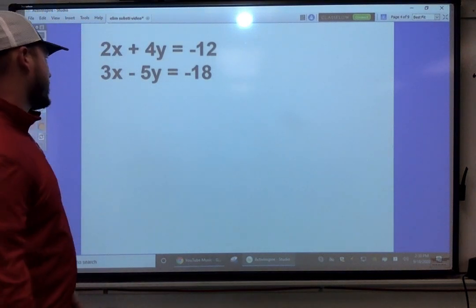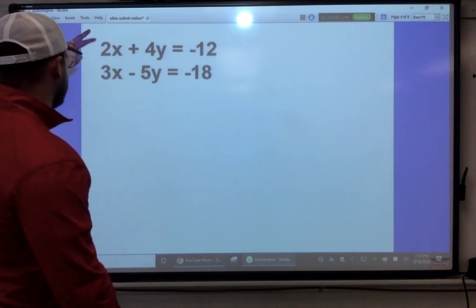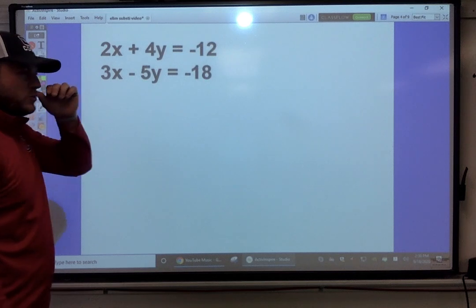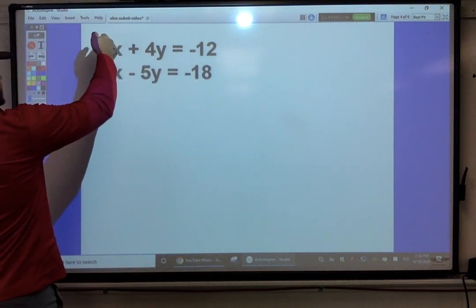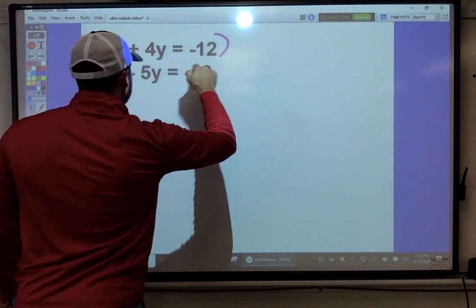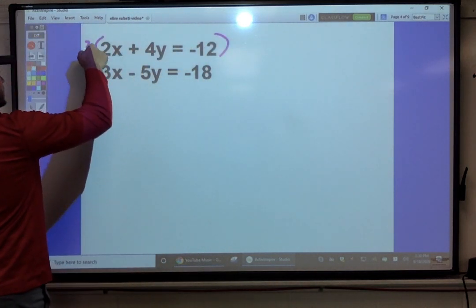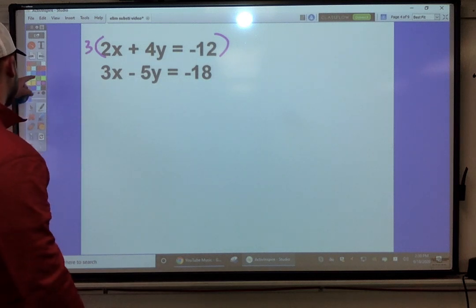We'll just start with the x. So, a 2 and a 3, think about that. 2 times 3 is 6. So what I'm going to do is multiply this top row by a 3, right? So I'm going to start there.